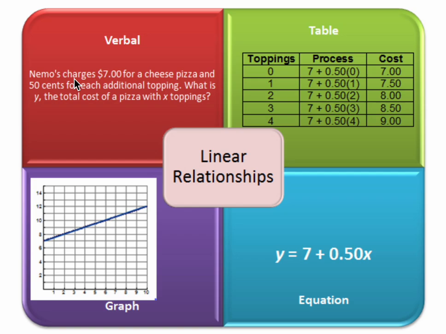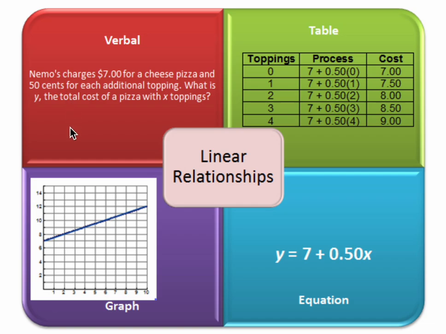Nemo's charges $7 for a cheese pizza and 50 cents for each additional topping. What is y, the total cost of a pizza with x toppings? You might come across this situation. Most likely your brain doesn't want to calculate all this, but if you are a person ordering pizzas from Domino's or Pizza Hut, which are two popular places in our house, I would calculate the cost for additional toppings, right? Here is a table situation, so let's convert this.